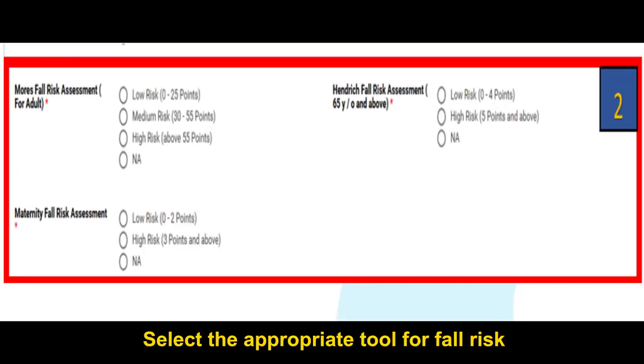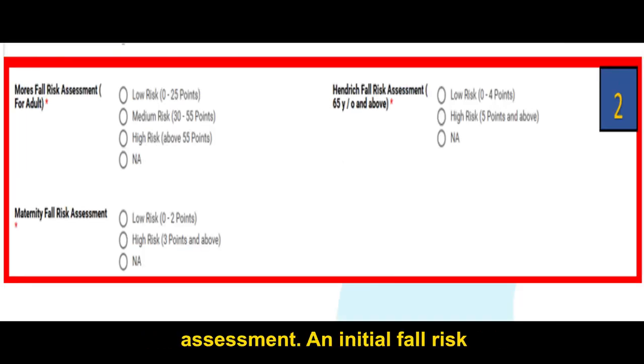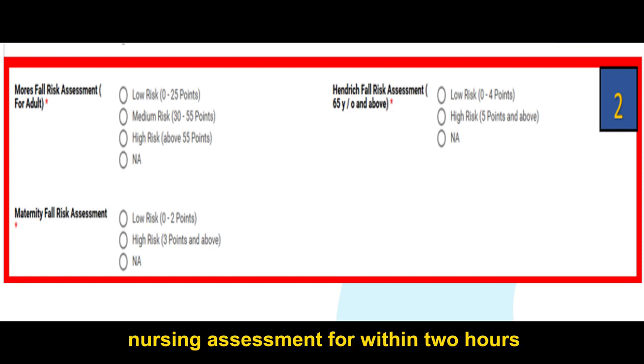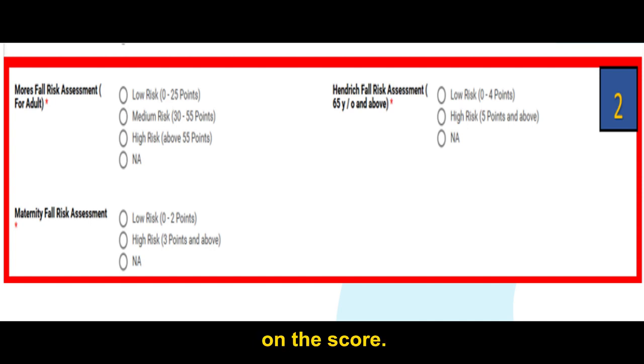Select the appropriate tool for fall risk assessment. An initial fall risk assessment must be carried out by the registered nurse utilizing the Initial Nursing Assessment within 2 hours of admission. Tick as appropriate based on the score.